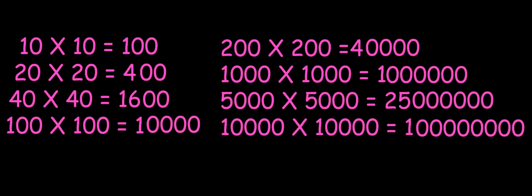Let us see another property. Here are the squares of some numbers ending with zeros. If we look closely, we will observe that even if a number ends with an odd number of zeros, the square of the number will always have an even number of zeros at the end. So, we can conclude that a number ending with an odd number of zeros is never a perfect square.